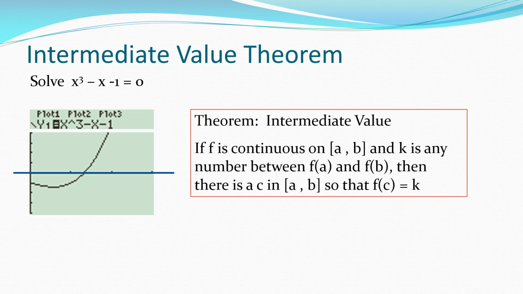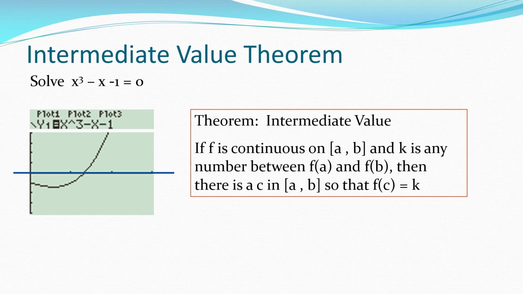So we have the intermediate value theorem. If a function is continuous on a closed interval, and k is any number between the evaluations of f of a and f of b, then there is an input c between a and b, so that f of c is that value that you desire.